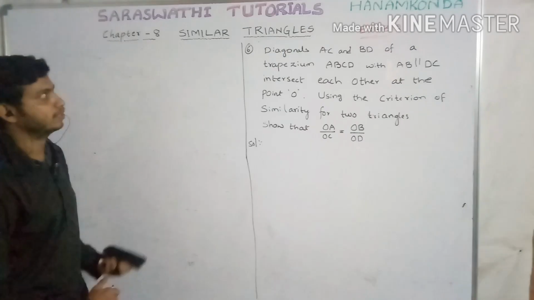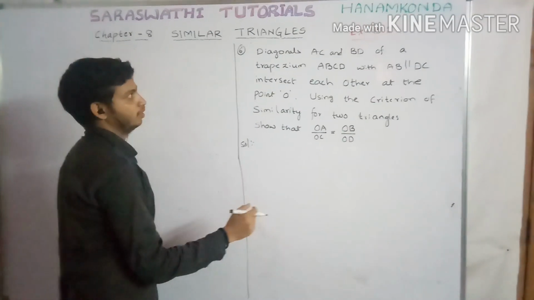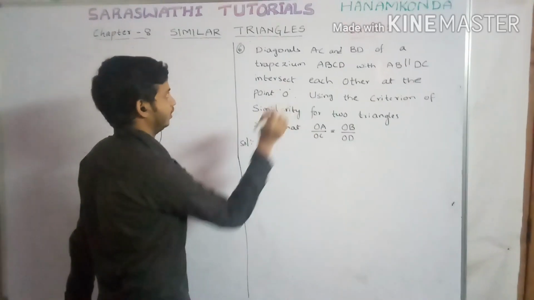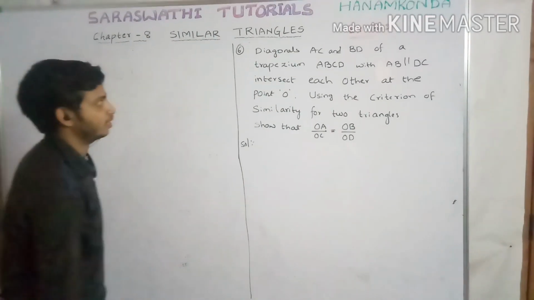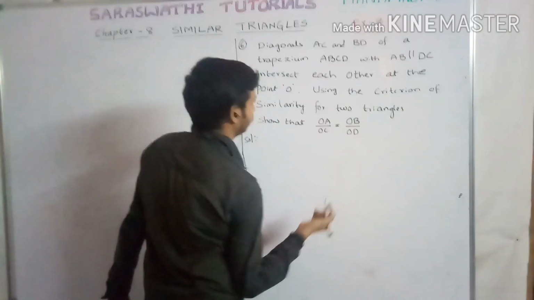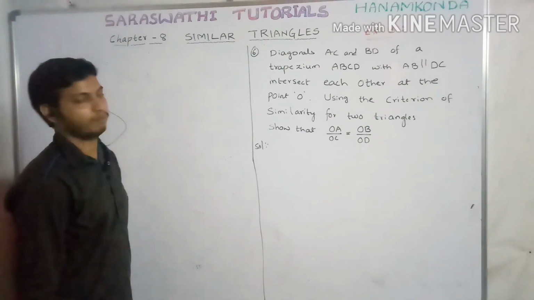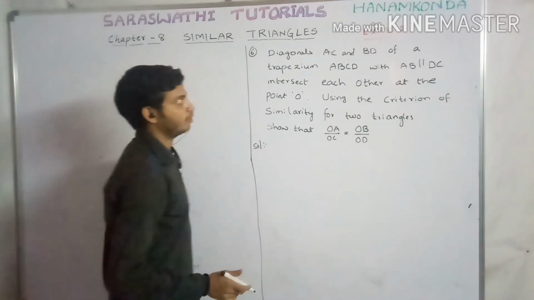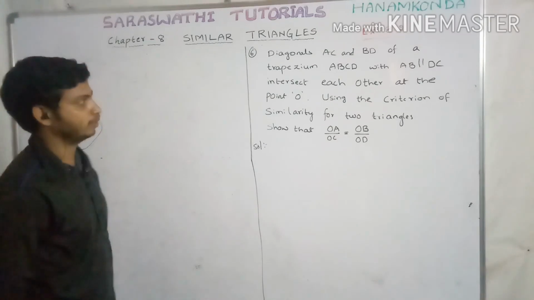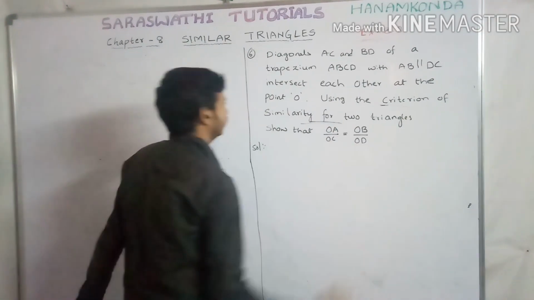So the next problem is: the diagonals AC and BD of trapezium ABCD, in which AB is parallel to CD, intersect each other at point O. Using the criterion of similarity of two triangles, show that OA by OC equals OB by OD. A similar problem we discussed in exercise 8.1, the 8th problem, but there we had to prove it using BPT. So here, by using the criterion of similarity, we have to prove the same.